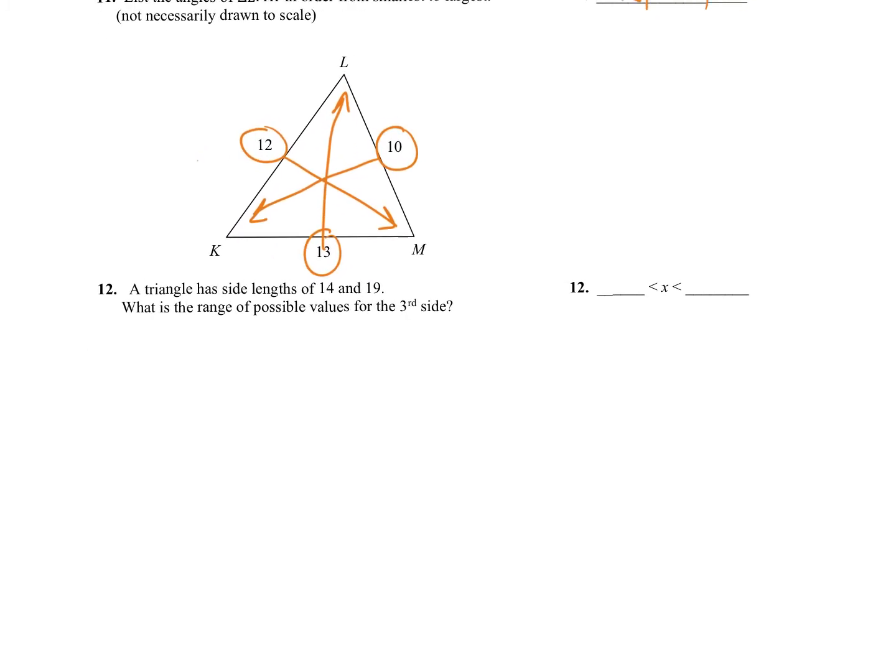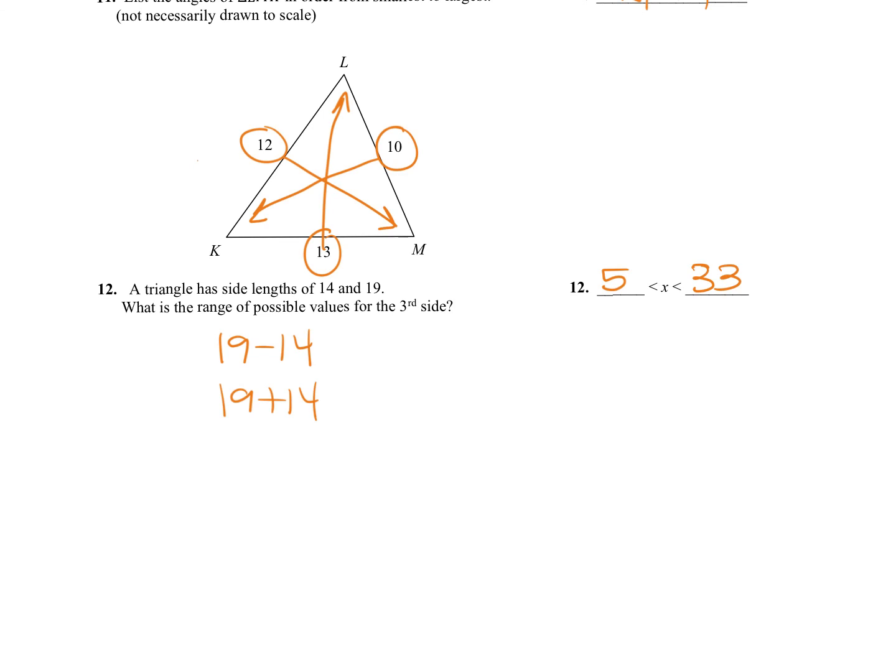All right, and then number 12, how do you get your range of possible lengths for your third side? Nico. 19 minus 14, that'd be the first one, and then 14. Right, so if you subtract them, you get 5 for your low end, and then add them, and you get 33 for your high end, okay?